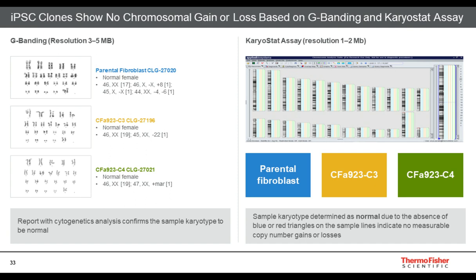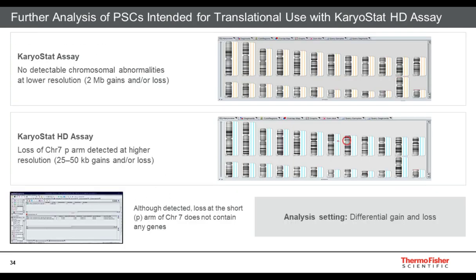So if you do have an abnormality, there will be a red or a blue triangle that'll draw your eye to it, and then you'll click. Here, I'll show you what it looks like in the next slide. So what does it look like if you have an abnormality? So further analysis of the PSCs, we did a further analysis.